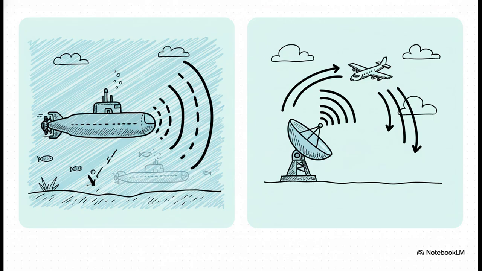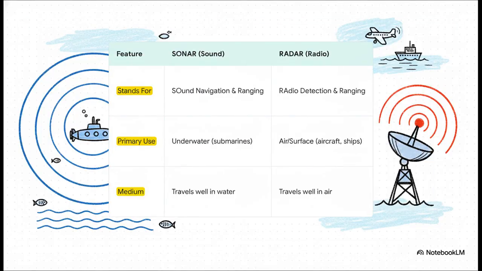Two of the most important pieces of detection tech out there, sonar and radar, are just perfect real-world applications of everything we've been talking about with sound and radio waves. This chart makes the difference crystal clear. Sonar stands for sound navigation and ranging. It uses, you guessed it, sound waves. Why? Because sound travels great through water, so it's perfect for submarines. Now look at radar. Radio detection and ranging. It uses radio waves because they zip right through the air. So that's what aircraft and ships use. It's all about using the right tool, the right wave, for the job.